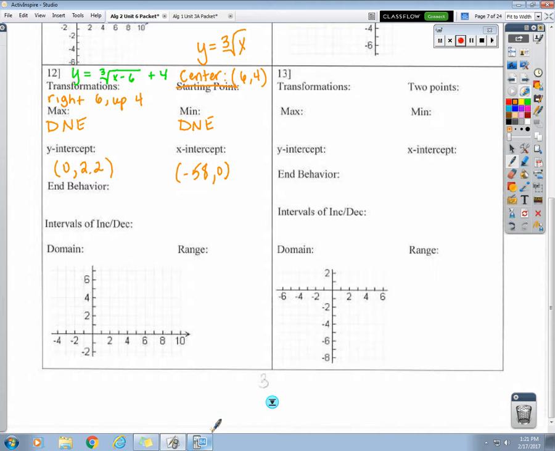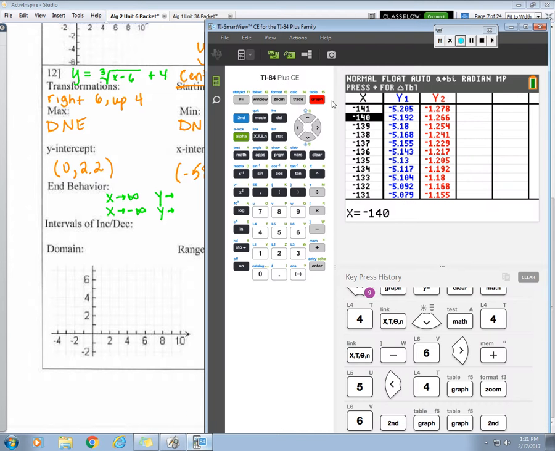Okay, in behavior. Remember, within behavior, they will always write this for you. They'll write x approaches infinity, and they'll write x approaches negative infinity. Now, sometimes they'll switch it up and put the negative on top and the positive on bottom. You just have to make sure you read it. And then you'll have to fill in what y approaches. So, on this graph, keep in mind we're looking at the red one.